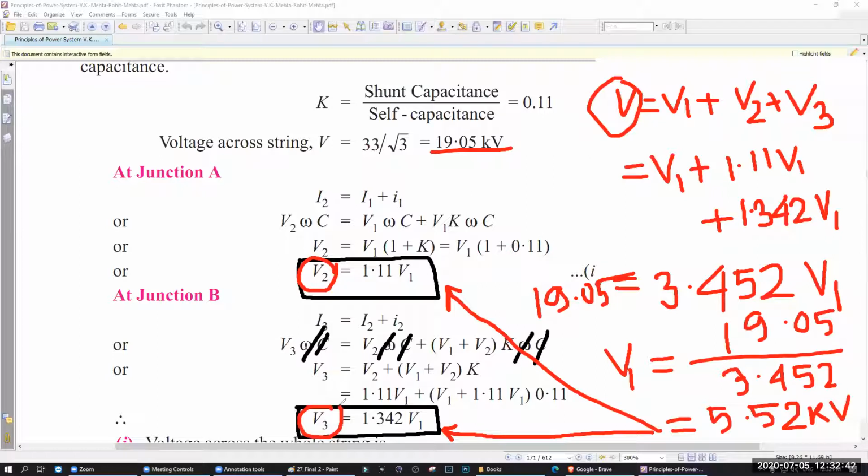Sir, V2 and V3 adding is 2.452. I didn't get it. Which one? This one, right? 2.452. See, you made a mistake. V2 and V3, they add up, but you have a V1 as well. Here you have one V1, 1.11 V1, 1.342 V1. So if you add all of those, you get 3.452 V1. Understood?